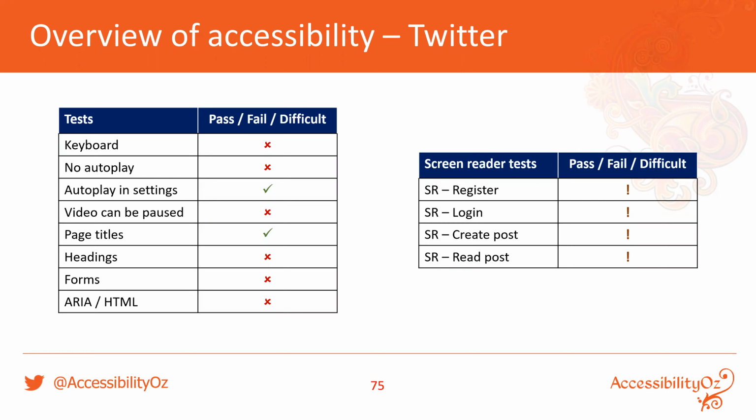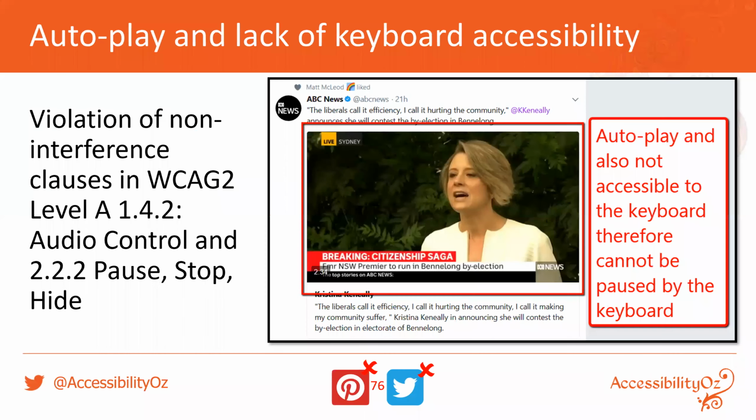With the screen reader, verification is difficult, as is following someone. I mentioned before the alternative text, how you have to turn that on in settings first, which is a problem. Lack of headings make using a screen reader with Twitter very difficult. And so their videos autoplay and are not keyboard accessible. So this is a violation of the non-interference clauses in WCAG 2 of 1.4.2 audio control and 2.2.2 pause, stop, hide. So basically you have a video that autoplays, and if you're using the keyboard, you can't actually pause.